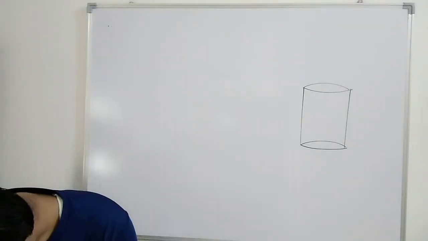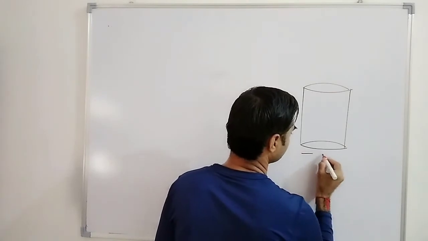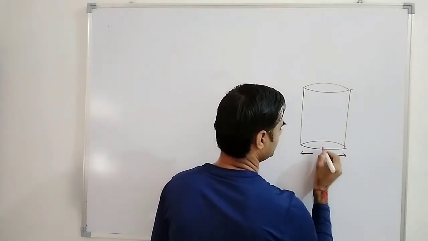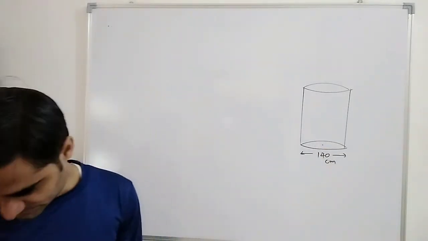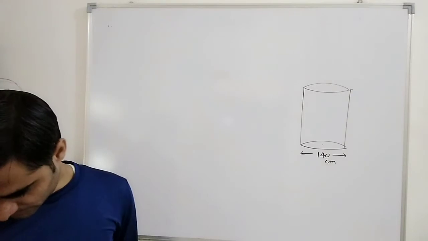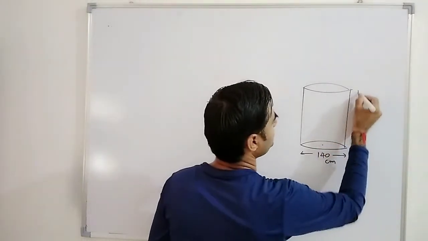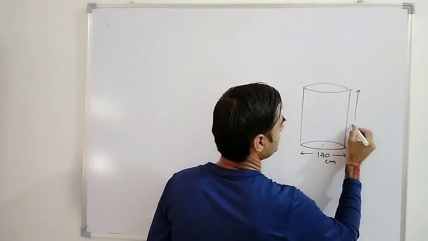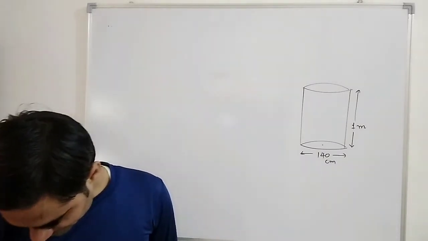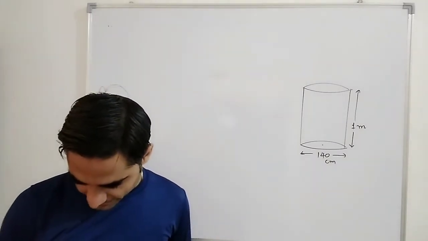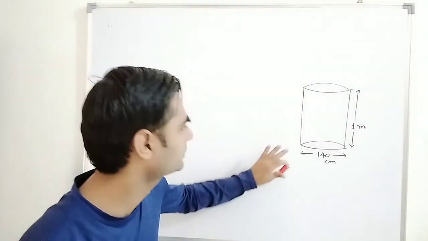Now according to the question, it is given base diameter is 140, diameter is 140, right? This complete 140 centimeter, right? After that, given height is 1 meter. This is the height of cylinder from here to here, 1 meter. Okay, next is how many square meter of the sheet required to make for the same. How much sheet do you need for this?